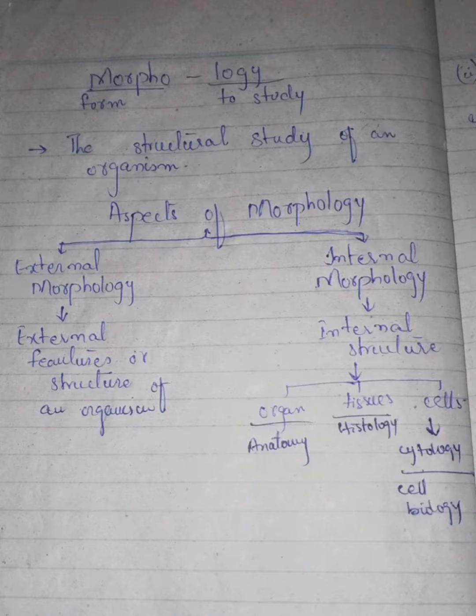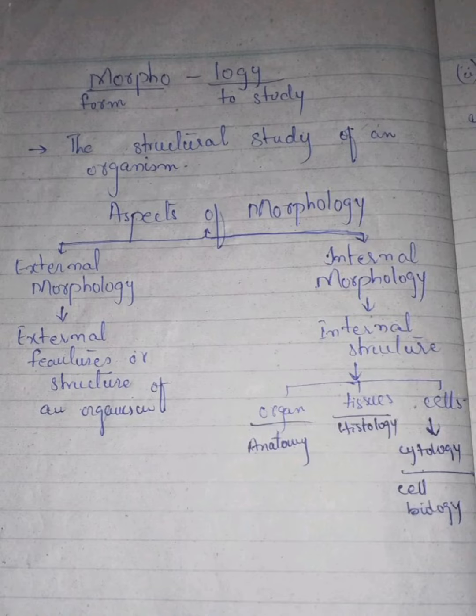External morphology is the study of the external features or structure of the body of an organism. For example, the eye is an external feature. The external study of that eye comes under external morphology. Whereas the internal structure is studied after dissection.